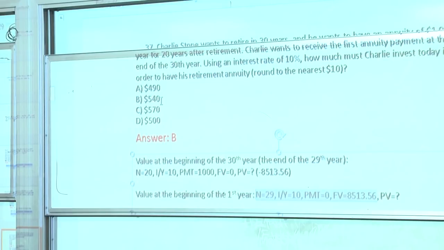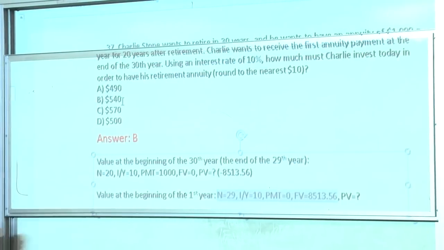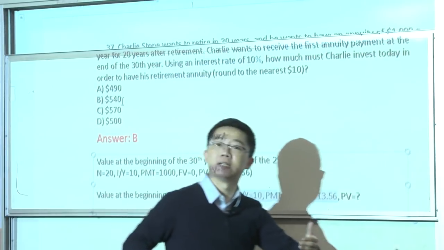T equal to 1 is the end of the first year. It's 1 year from now. T equal to 2 is 2 years from now. T equal to 29 is 29 years from now. So n is 29, so 29 periods from now, right?